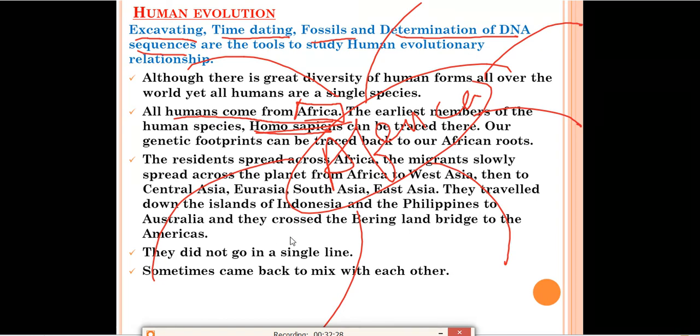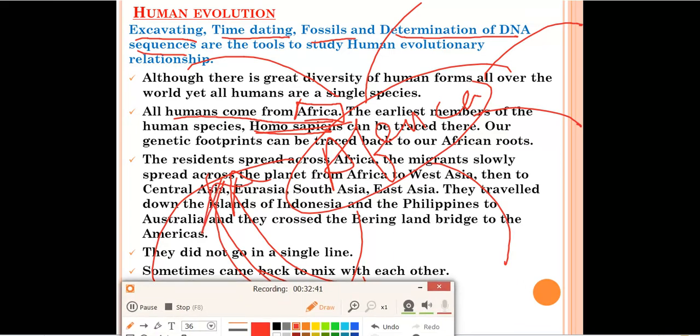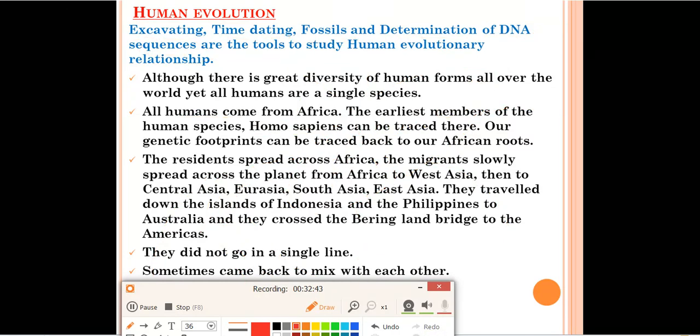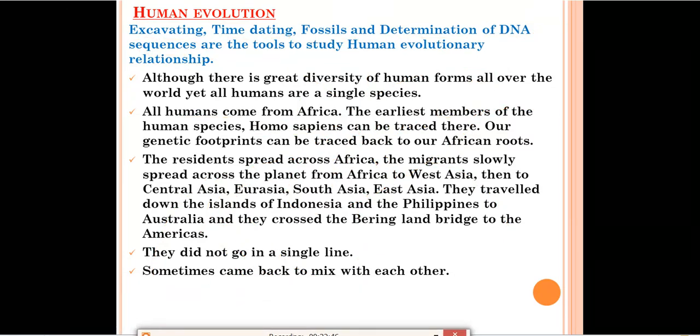They did not go in a single line. Sometimes they came back to mix with each other. These people can come over here, those people can go over there, and when they interbreed amongst themselves and reproduction occurs, they exchange their features. So this was all about human evolution.